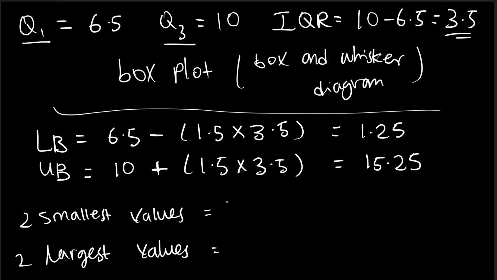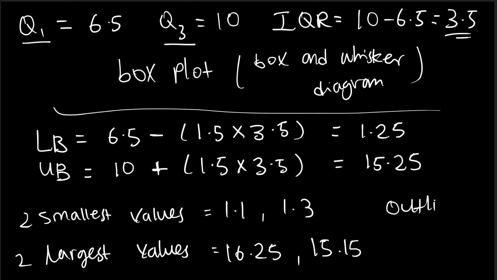If the two smallest values in this data set were 1.1 and 1.3, and the two largest values were 16.25 and 15.15, what are the outliers in this dataset?